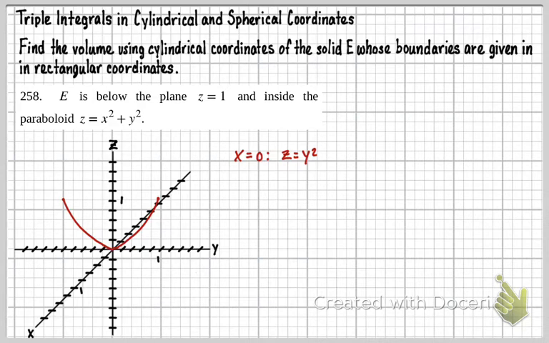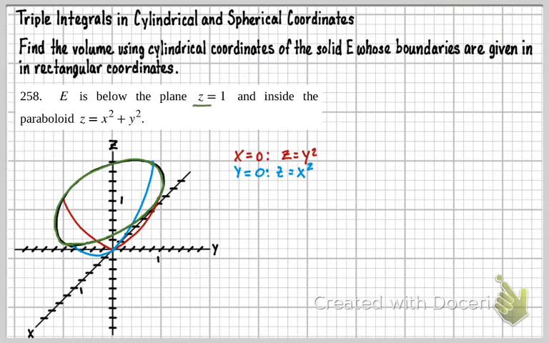Now let's take another trace here, and we're going to do the trace y equals 0. And that's going to give us the xz plane. And now we're going to do a parabola that way, because notice what we get when y is 0. That goes away, so I'm going to get z equals x squared. So that would be that parabola. So we can see the paraboloid forming there.